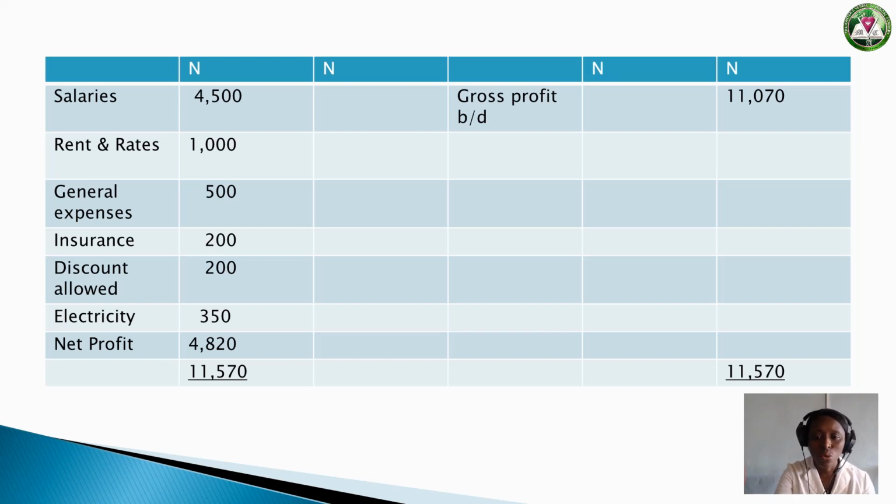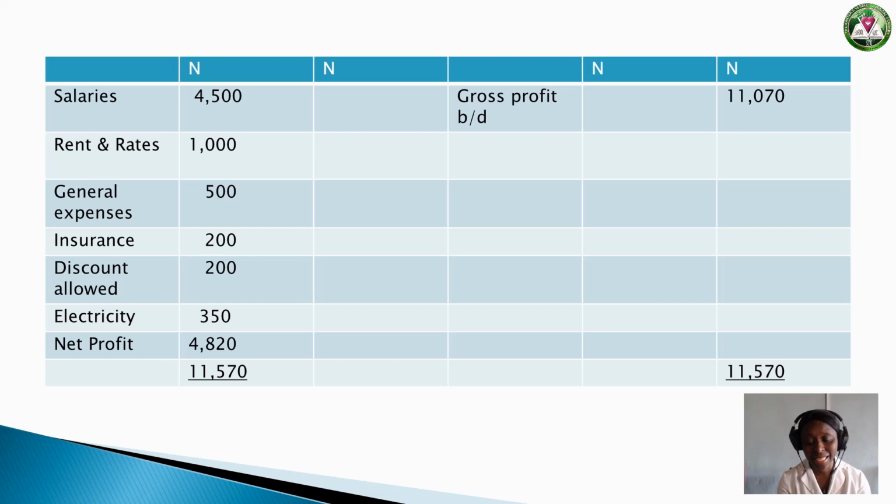Please, you will correct this thing. You will add 500 naira here. Add 500 naira as your discount received. There is an omission, so add it. It's a typographic error. Add 500 naira to that gross profit. That is what gave you 11,570. Forget about the omission. Just write 500 there.